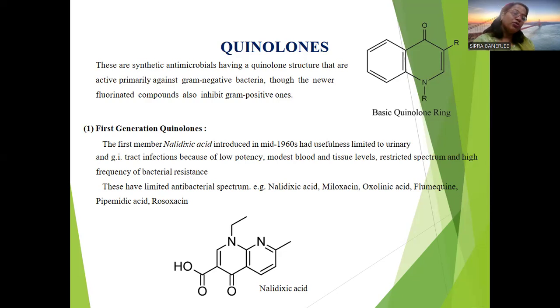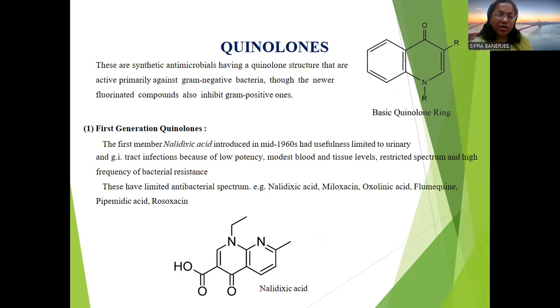Now coming to the first generation quinolones. The first generation compound nalidixic acid was introduced in 1960, and its usefulness is limited to urinary tract and GI tract infection because of low potency, modest blood and tissue levels, restricted spectrum, and high frequency of bacterial resistance. They have a limited antibacterial spectrum. Examples are nalidixic acid, miloxacin, oxolinic acid, flumequine, pipemidic acid, and rosoxacin. This is nalidixic acid, where a quinoline to quinolone ring is attached.